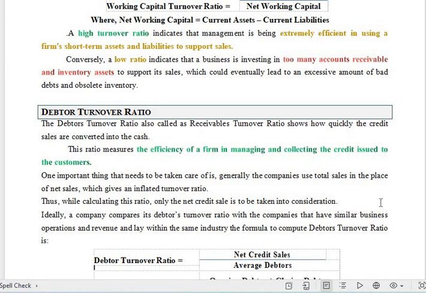Suppose in a question only the opening or only the closing debtors is given, similarly for bills receivable, then you can take whichever one is given as the average. Don't divide it by 2. Only whenever both opening and closing are given in your question do you add them and divide by 2. Otherwise, whichever one is given, you take that itself as the average.